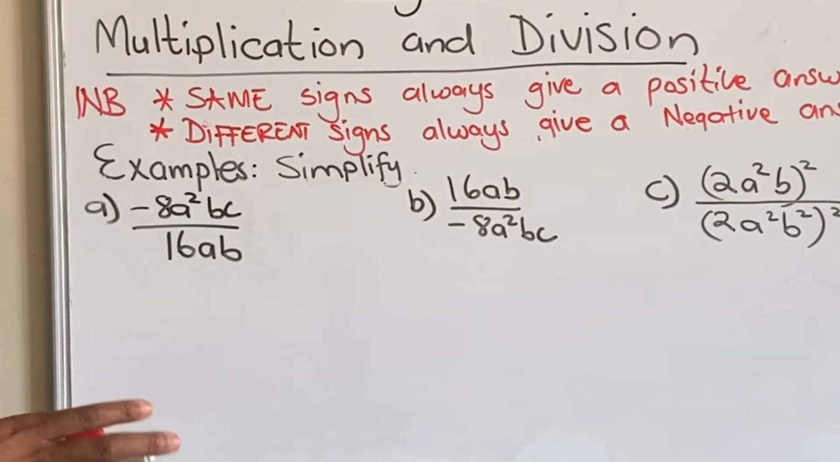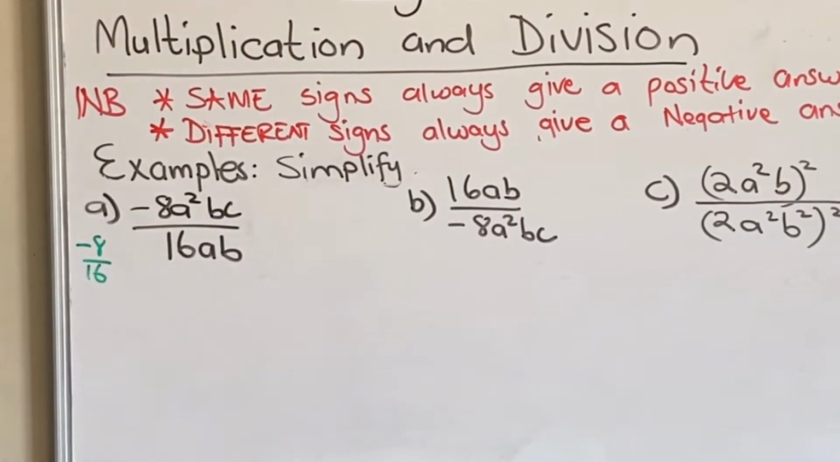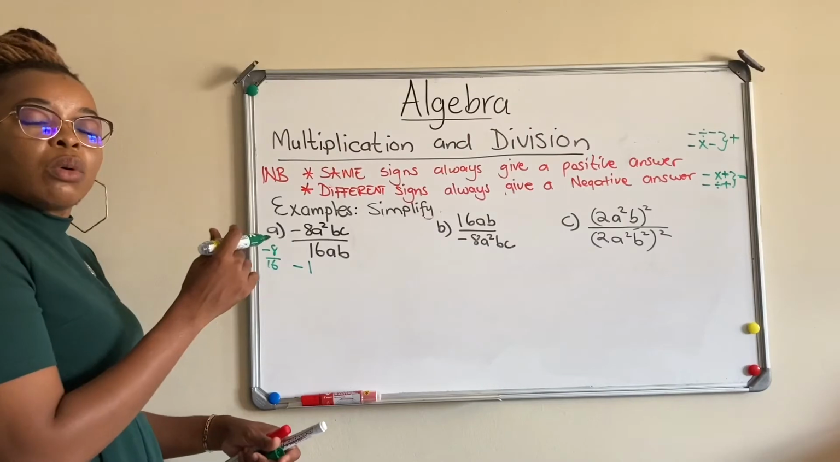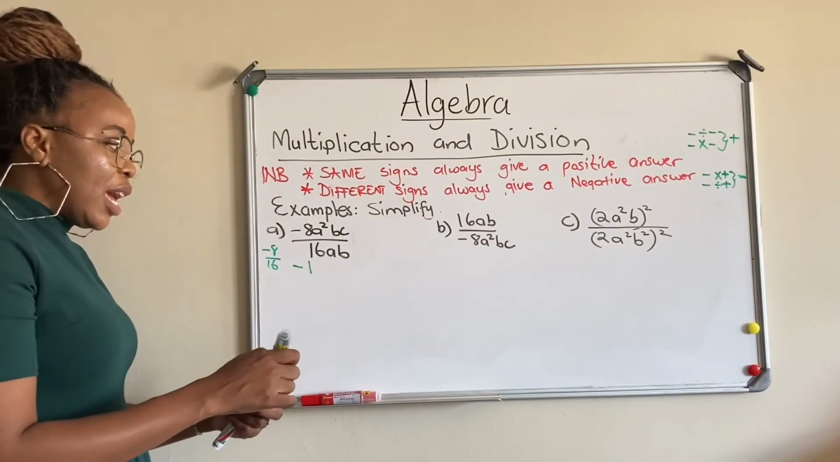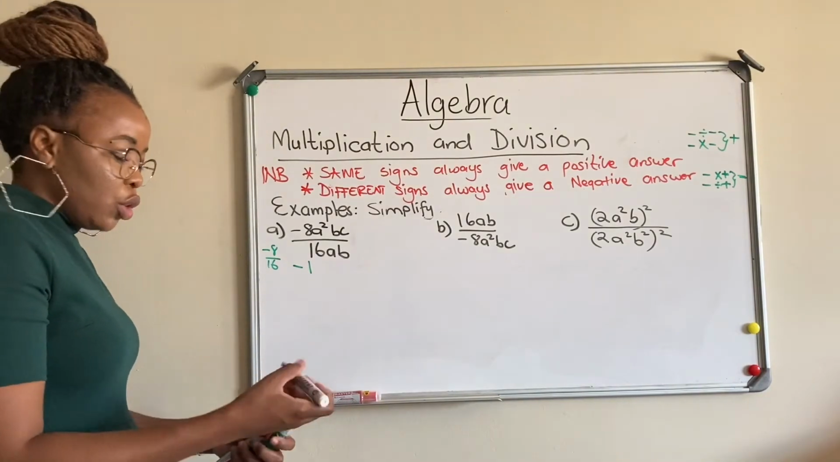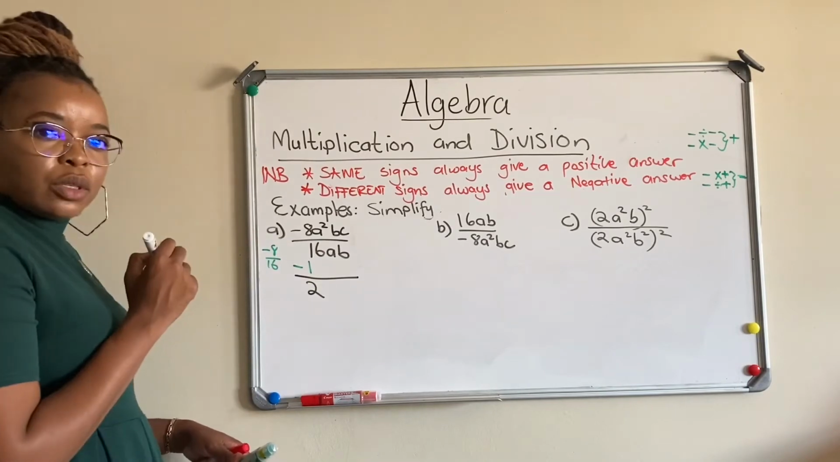Now we come to this one. Division. Remember, if I was given a negative 8 over 16 and I was asked to simplify, what would you have done? You would have looked for the highest common factor of 8 and 16. Then you simplify your fraction. So that's basically what you're going to do. 8 goes into negative 8, negative 1 times. Then we continue. And 8 goes into 16, 2 times. So we write it there.